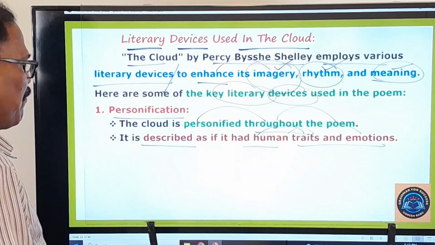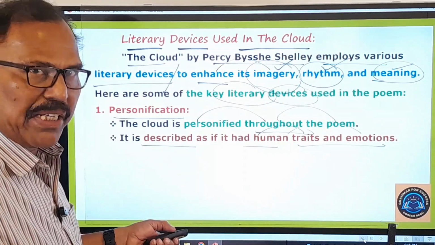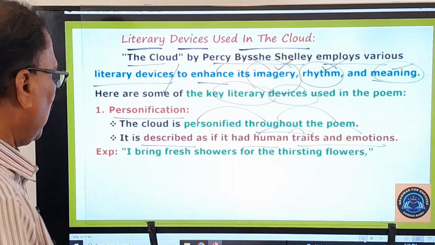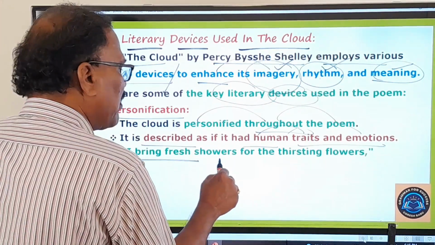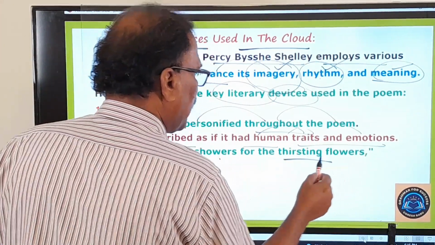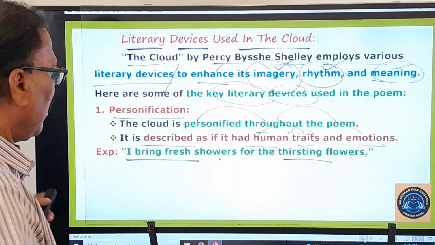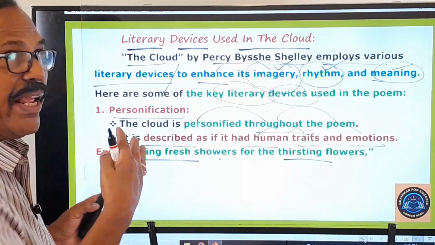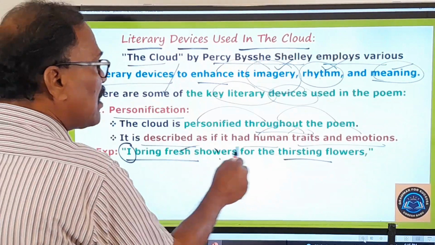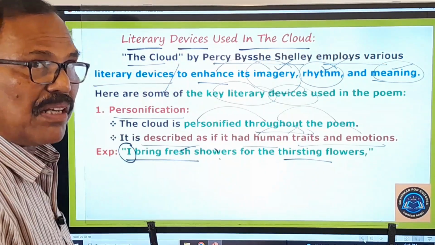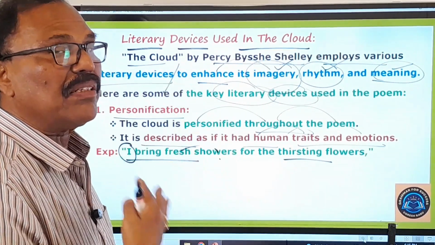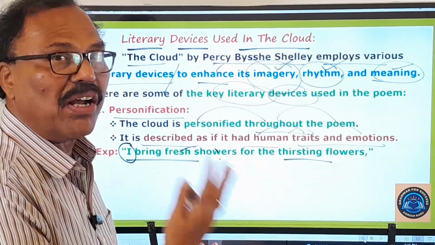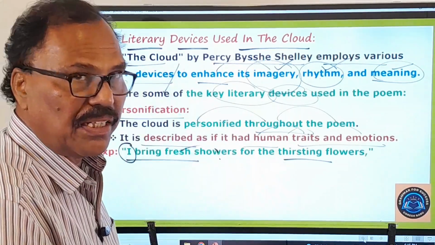That is the point. And how? I will give you some examples to make you understand this. I bring fresh showers for the thirsting flowers. In this line the cloud is saying I bring rains. Fresh showers means rains for the thirsting flowers. Thirsting flowers means flowers that are in need of water or that are very thirsty.